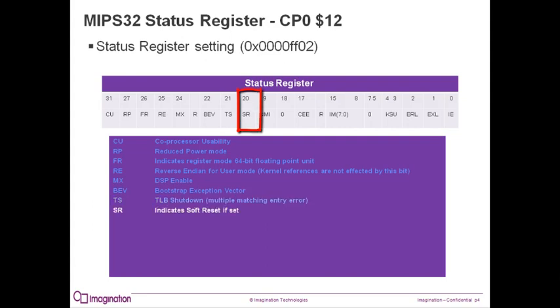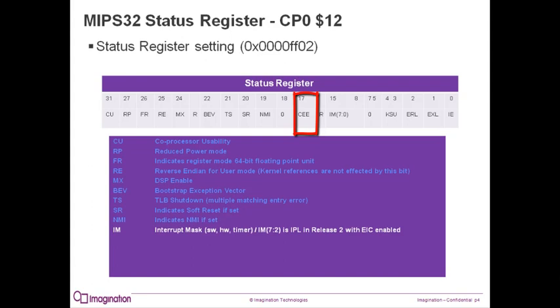The soft reset bit, number 20, would indicate a soft reset condition. However, in our cores, it is hardwired to 0 because soft reset is not supported. The NMI bit, bit 19, is a read-only bit that is set when the CPU gets a non-maskable interrupt. The core extend bit, bit number 17, enables the use of the core extend instructions.